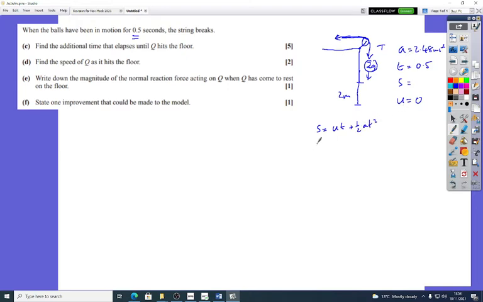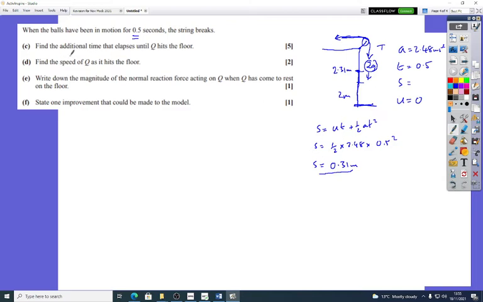Plug those values in, so s will equal 0 times anything, which is 0, plus half times 2.48 times t, which is 0.5, squared. If you put that in your calculator, you will get s equal to 0.31 meters. So that means during the motion, this particle, this weight, went up by 0.31. So now from the ground level, it is at 2.31 away from the ground level.